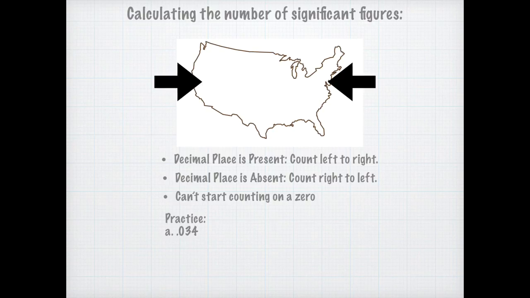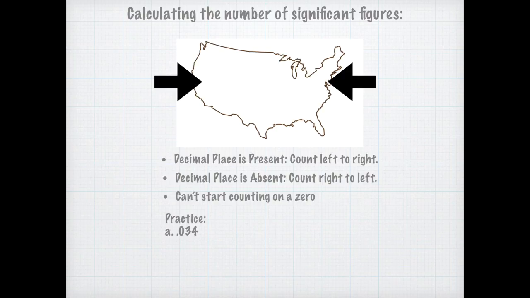So for example, for 0.034, the decimal place is present, so I am going to count from left to right. Now, I start with the very first number that is provided to me, which is a 0. But remember, you can't start counting on a 0, so I'm not going to include that one.